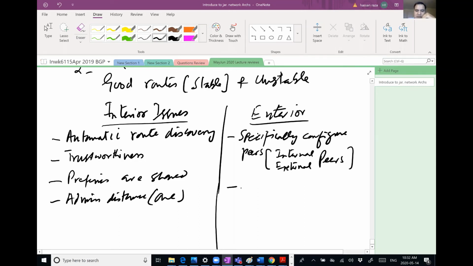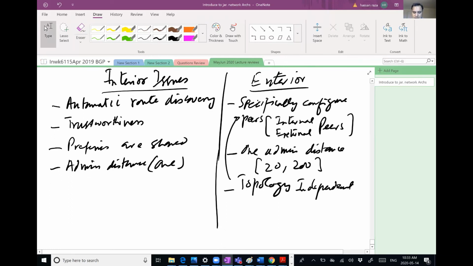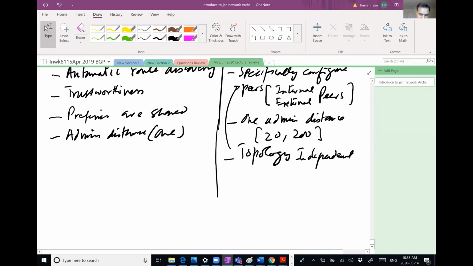Okay. Then BGP does not have one admin distance. It has two distances, 20 and 200. Internal and external have different admin distances. And I could say I am topology independent. Why? Because I depend on peerships. So I have different dynamics when I go internal and external. I'm going a little off topic, but let me come to peerships, right?